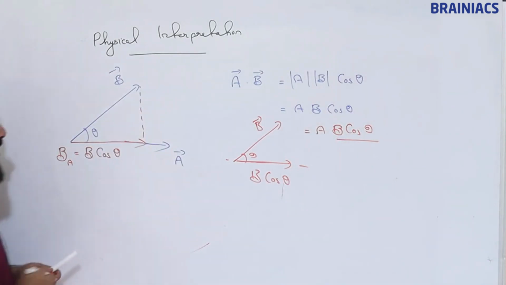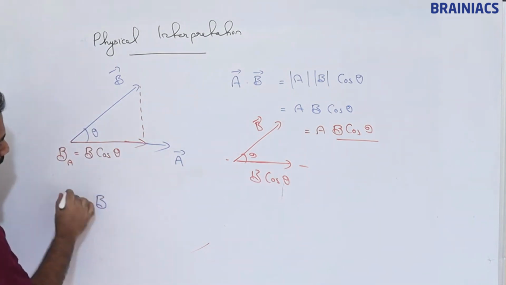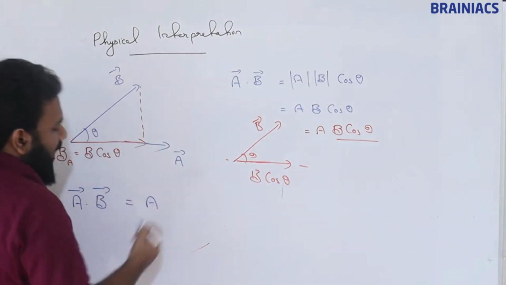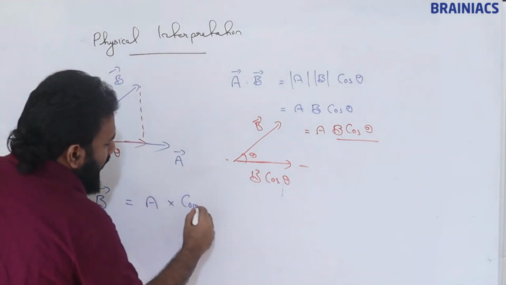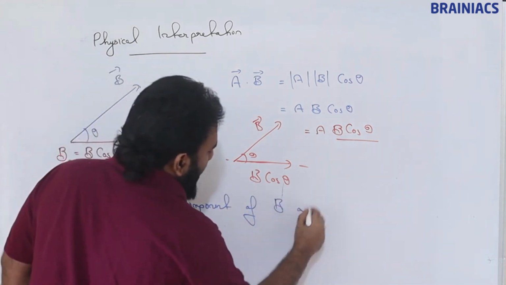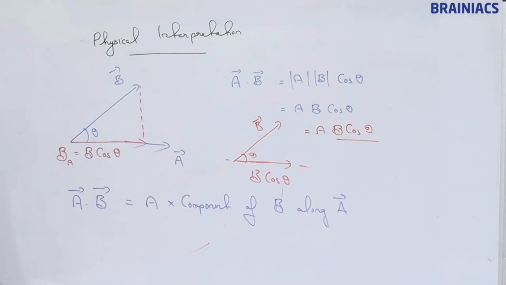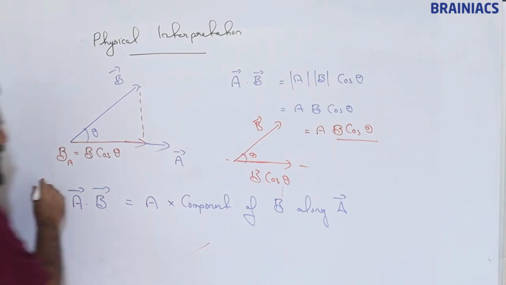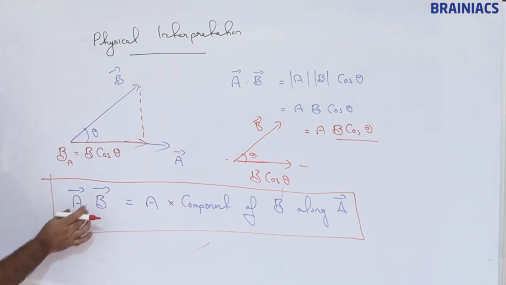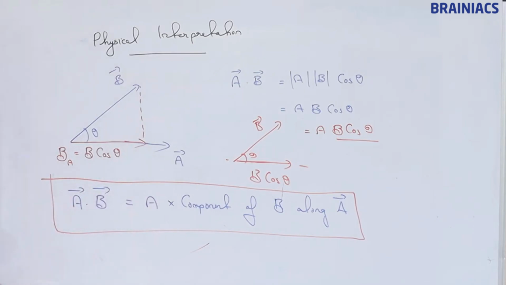So B cos theta is the component of vector B along vector A. We can write that A dot B is A times the component of B along vector A. Clear? Remember this. The dot product A dot B is A times the component of B along A. That is its meaning.